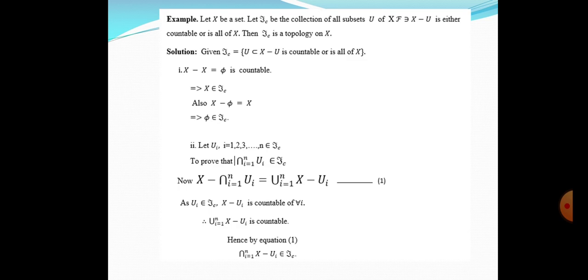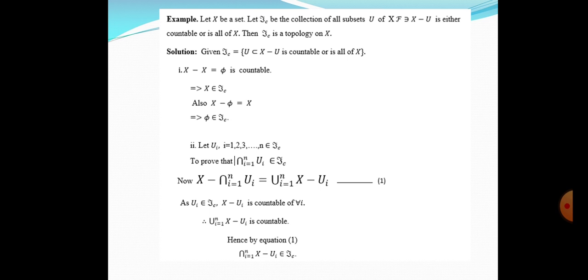Next example. Let X be a set. Let tau c be the collection of all subsets U of X such that X minus U is either countable or is all of X. Then tau c is a topology on X. You have to prove that tau c is a topology on X. Here the solution: given tau c equals the collection of subsets U of X such that X minus U is countable or is all of X.